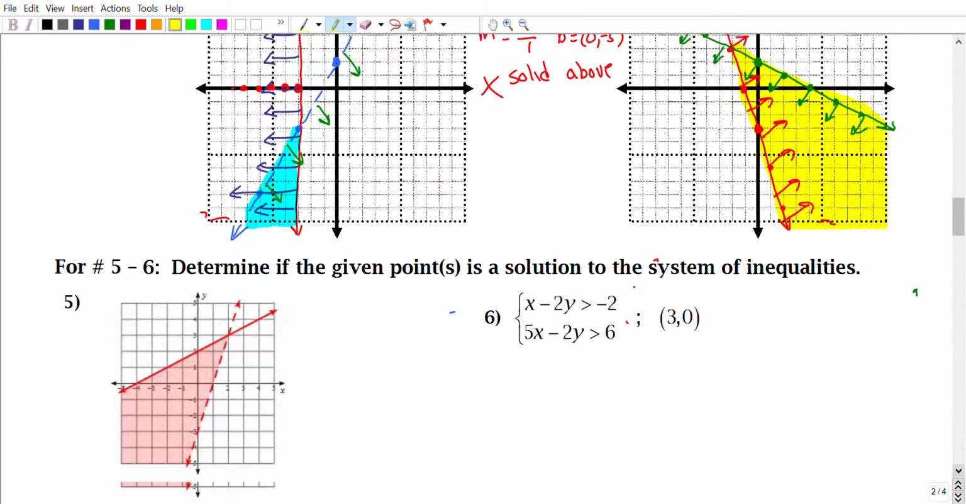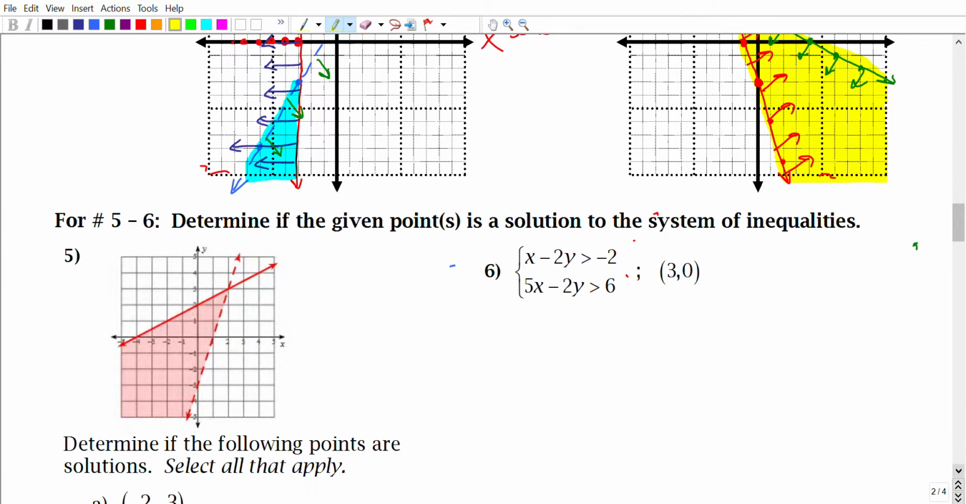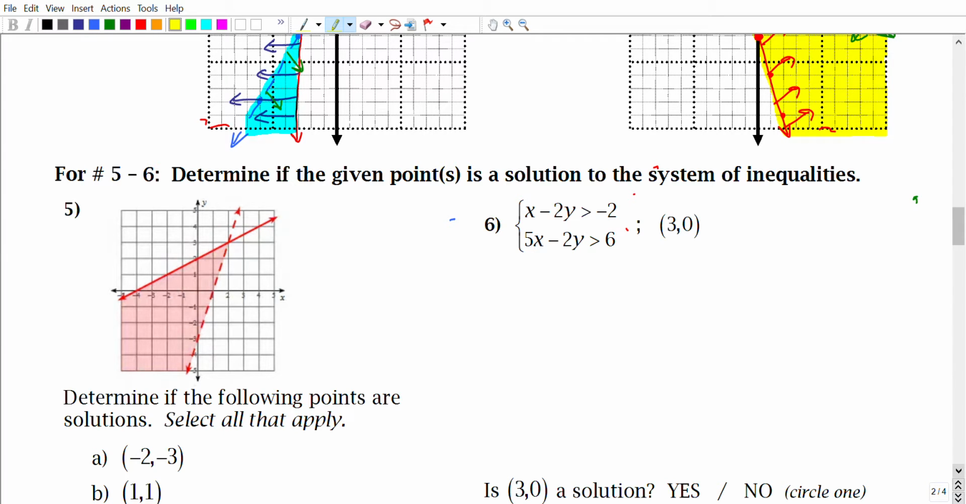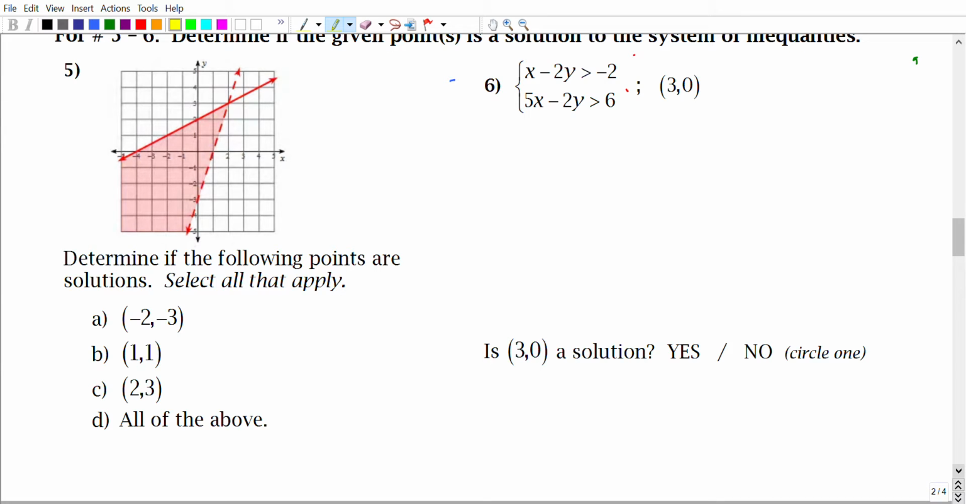Now, the reason why I wanted to wait on explaining this is because number 5 and number 6 do a good job of talking about how we can figure out if a particular ordered pair is a solution. Now, we can determine that by the graph, or we can determine that algebraically by substituting the values into the inequalities. But let's go ahead and see what I'm talking about here. I don't want to confuse you guys any more than you might be already.